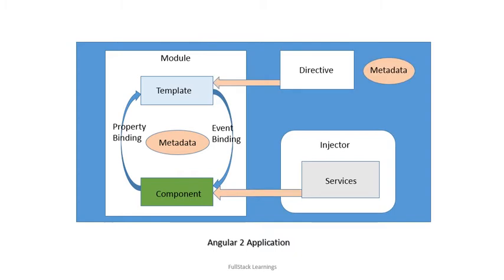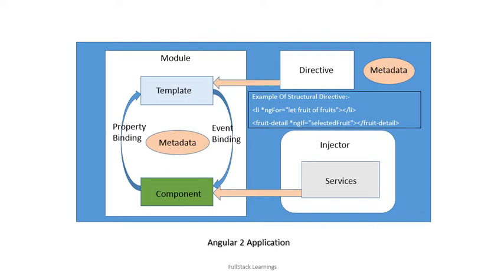Now, directive. Angular templates are dynamic. When Angular renders them, it transforms the DOM according to the instructions given by the directives. A directive is a class with a @Directive decorator. So, technically, we can say that a component is a directive with a template. There are two types of directive: structural directive and attribute directive.